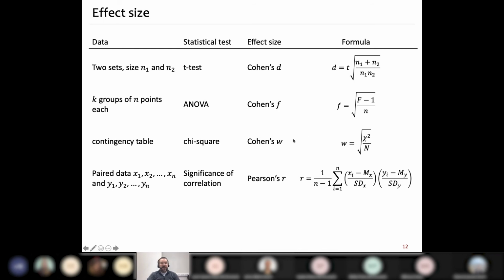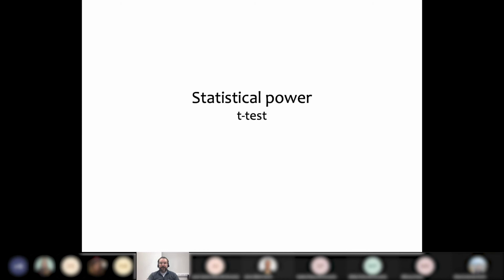The 2 additional things I'm going to briefly mention. When you do a chi-square test, then you can use Cohen's W, which is the square root of the chi-square statistic divided by the total number of points. For correlation, the effect size is simply Pearson's correlation coefficient. We are going to use all these effect sizes now.